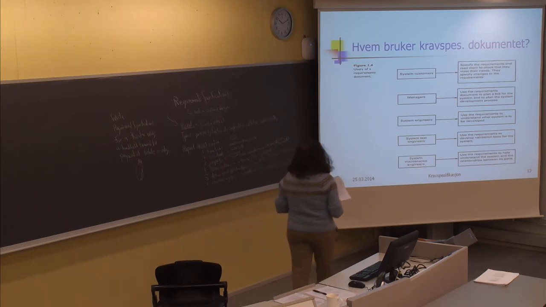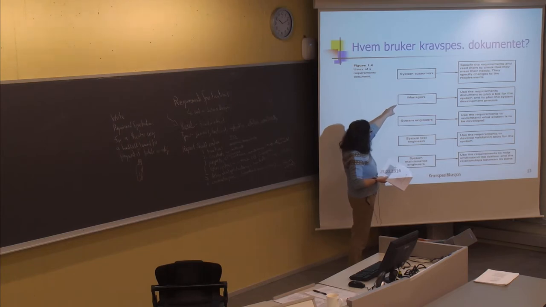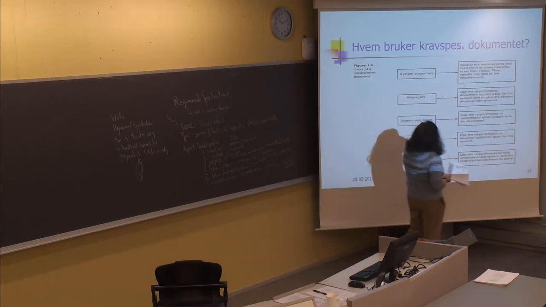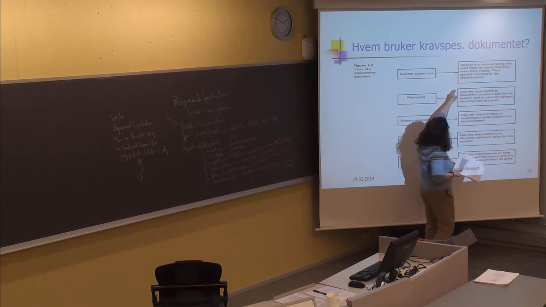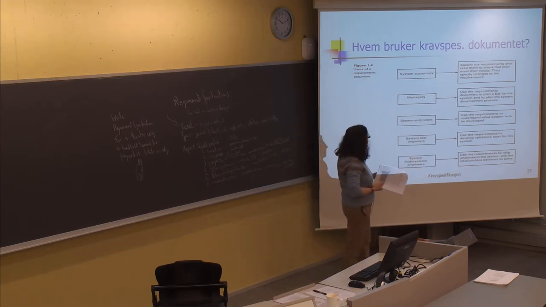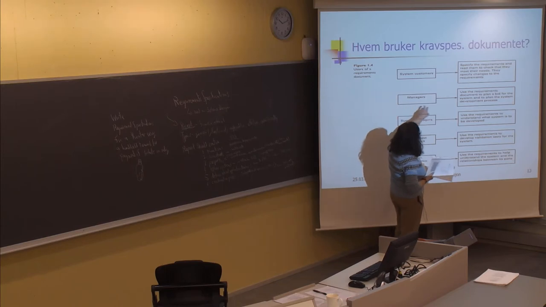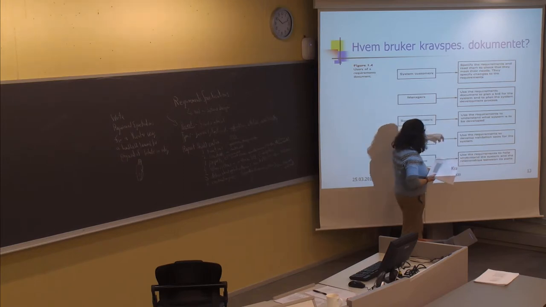And we're also thinking we have system customers, managers, systems engineers, systems test engineers, and systems maintainers. The system customers specify requirements and need to check that they meet the need. The customers say what they need in the requirements. The managers use the requirements document to plan a bid for the systems and to plan the systems development process.